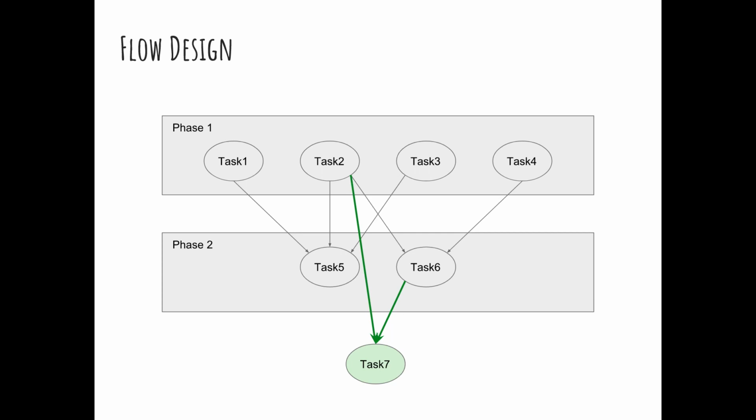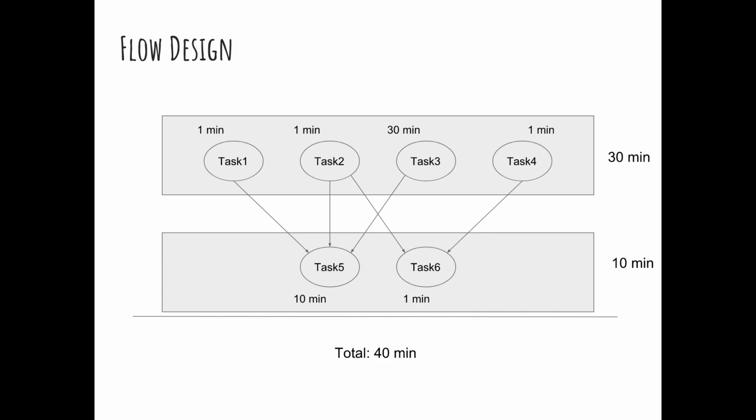Another approach is to put task 6 into some phase 1.5 and then put task 7 into phase 2. Well, it depends what solution is best, and it depends on task time execution. So it's not that straightforward to answer how to do it. Okay, so let's take a look at time execution of tasks.